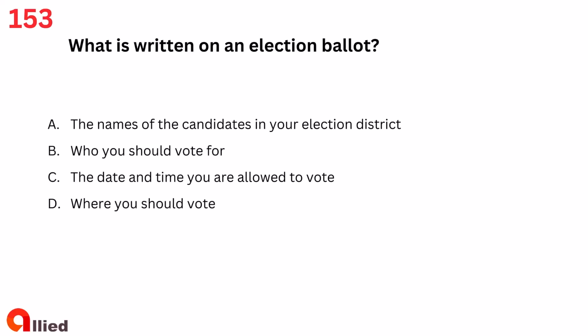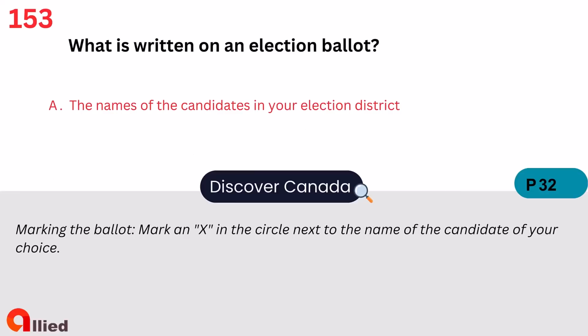Service. Question 153. What is written on an election ballot? A. The names of the candidates in your election district. B. Who you should vote for. C. The date and time you are allowed to vote. D. Where you should vote. The answer is A. The names of the candidates in your election district.